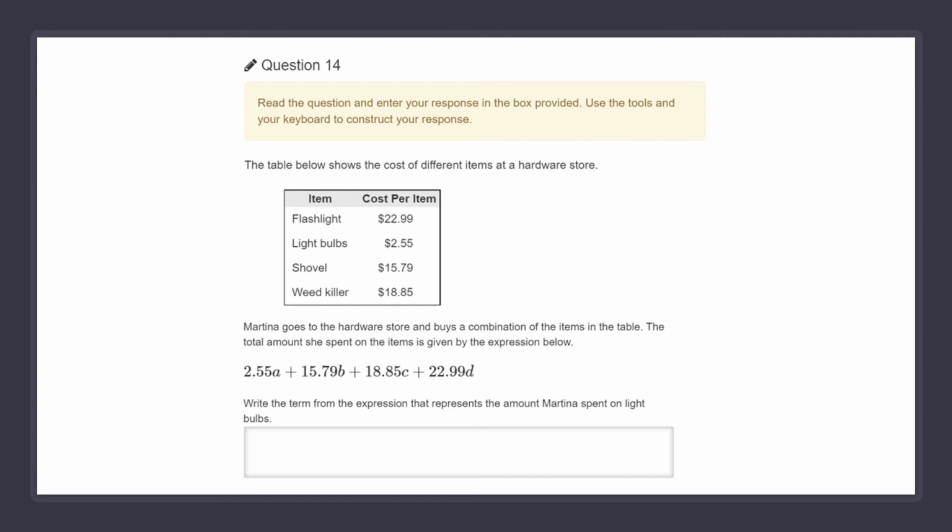So we want to go up to that table and find light bulbs, which is right here. And light bulbs are $2.55 each. But the question is, write the term. Okay, so this has 4 terms. And that is going to express the total that she spent on light bulbs. So if you look for the $2.55, A is your term. So $2.55 is the cost of each light bulb. A is the number of light bulbs. So $2.55, A is the total cost of all the light bulbs.